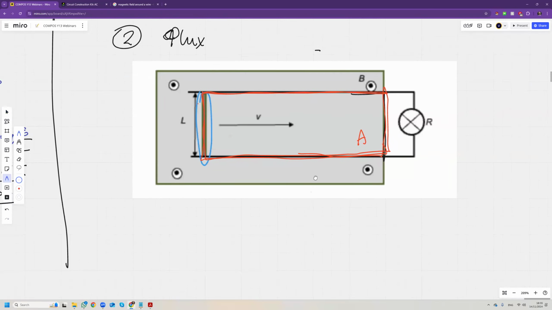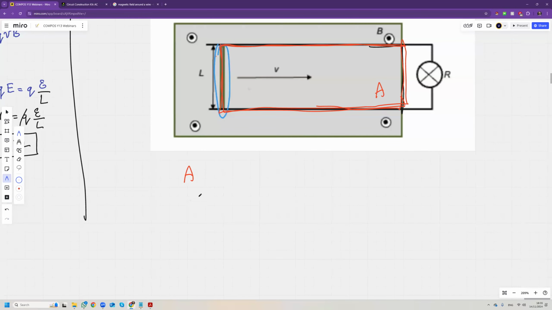Area A is an area, and B is the field. So the flux would be BA.